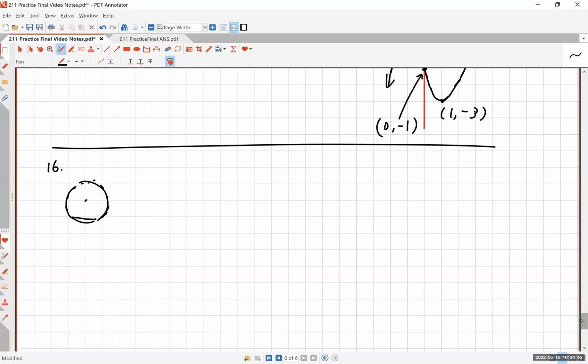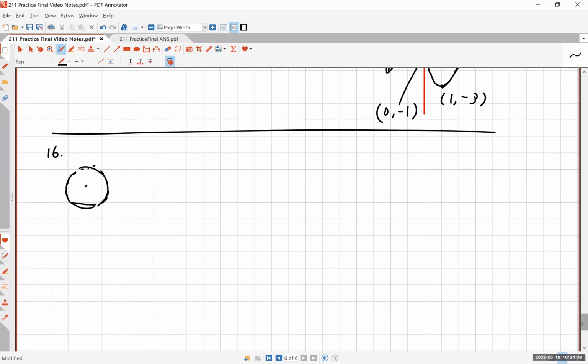Okay, let's go to number 16, a related rates problem. A rock is thrown into a pond, and it's going to create a circular ripple. Here's the top view. The radius of the circle is growing at the rate of 2 feet per second. How fast is the area of the circle increasing 5 seconds after the rock hits the water?